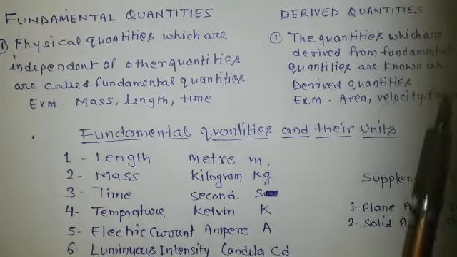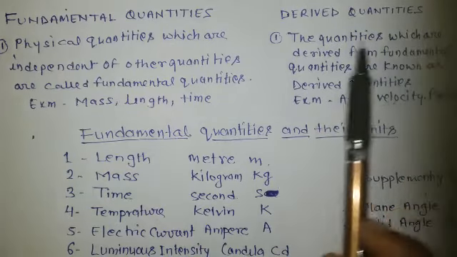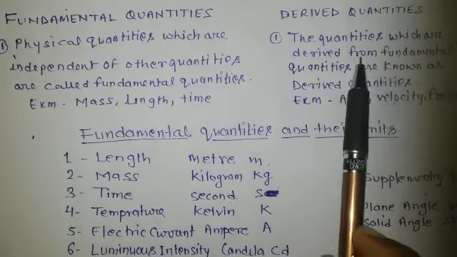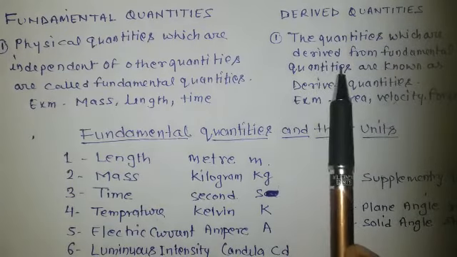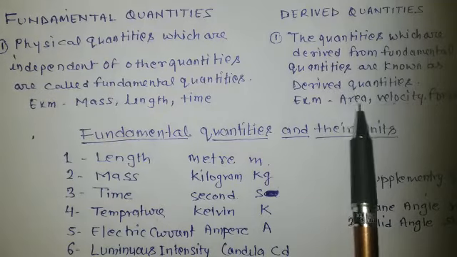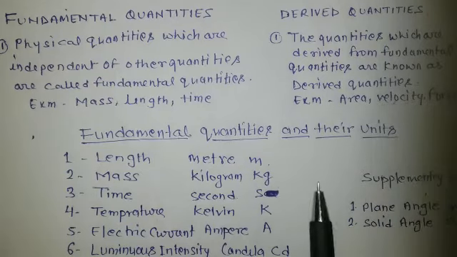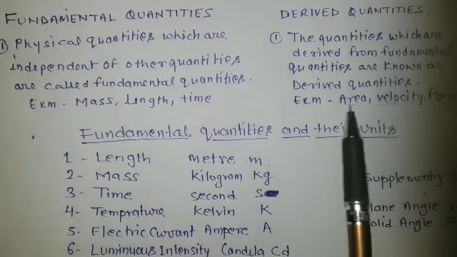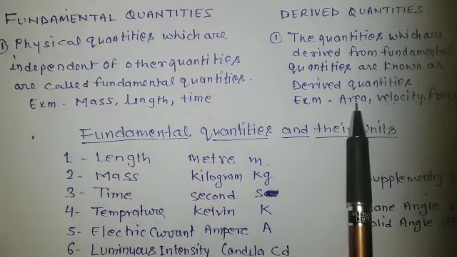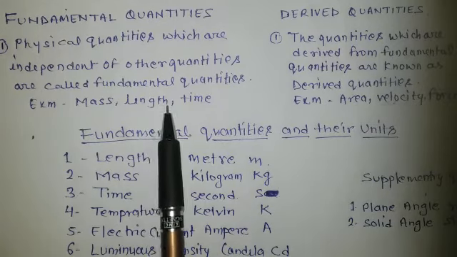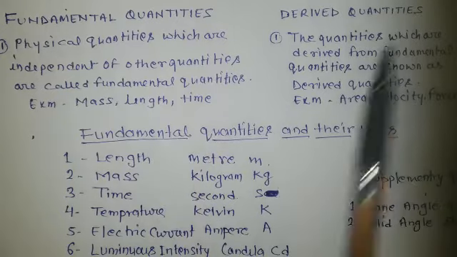Now coming to the next, that is derived quantities. Derived quantities are the quantities which are derived from fundamental quantities. As an example, area, velocity, and force. As we know, area is equal to length into breadth, which means area involves the fundamental quantity length, so it is a derived quantity.